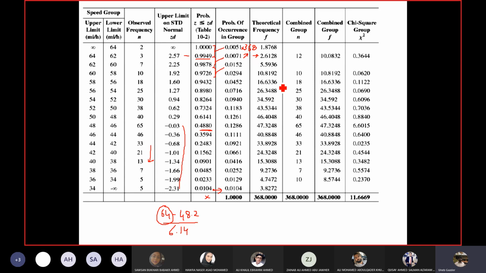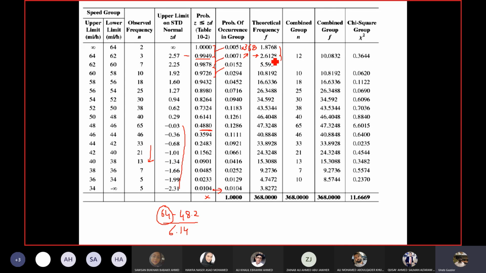If the f value is below 5, then you merge it with the next group or the immediate group. For example, you see the first f value is below 5. So I merge it with the next one. You merge 1.8 with 2.6, you will get 4 point something. Even after merging, it is less than 5. So you merge it with the third one then. So you will keep on merging until the merged value becomes at least 5.